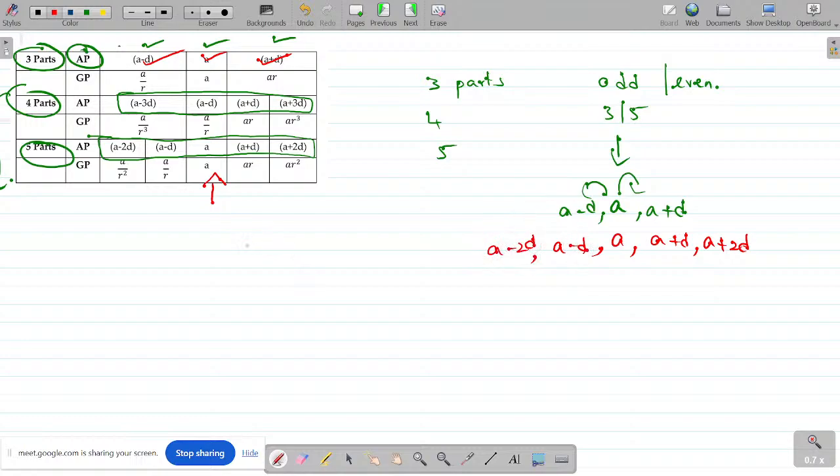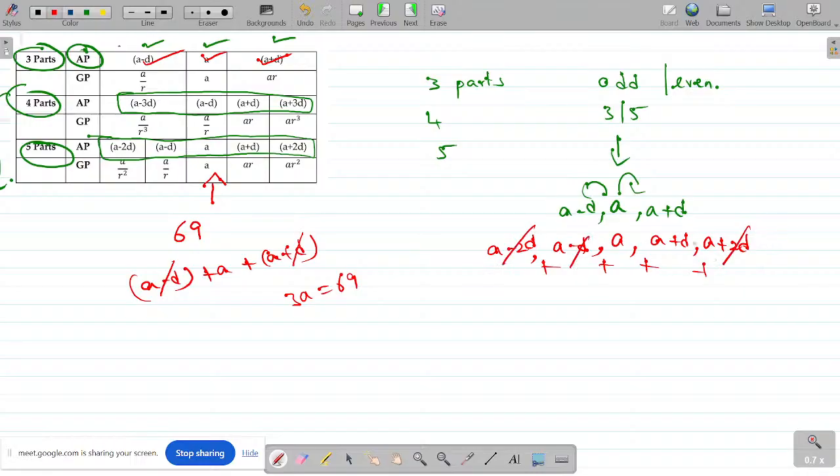I don't know how far you noted, we divided this 69 into 3 parts. So we got A minus D plus A plus D, and this D and this D will get cancelled, so that we are getting 3A is equal to 69. We are easily finding A value. And also if you go with this one, if you add these 5 values, minus 2D plus 2D will get cancelled. Minus D and plus D will get cancelled. Obviously you get 5A is equal to something. Easily you can find A.